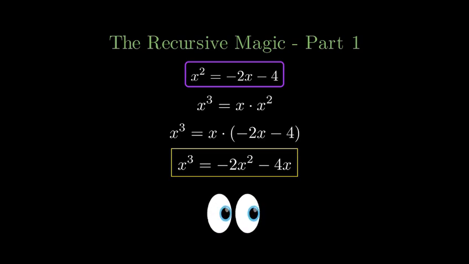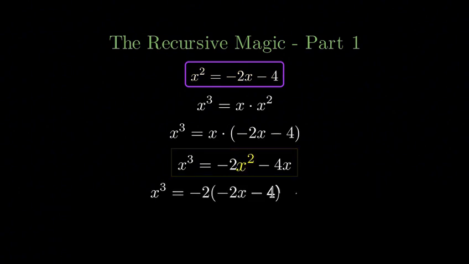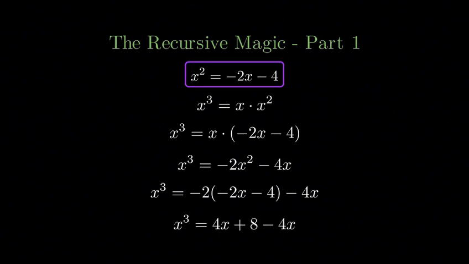And here's the beautiful part. We can substitute our formula again. x squared equals -2x minus 4. So x cubed equals -2 times quantity -2x minus 4 minus 4x. Simplifying, -2 times -2x gives positive 4x. -2 times -4 gives positive 8. Minus 4x. The terms with x cancel out. We're left with just 8. So x cubed equals 8. Isn't that elegant?